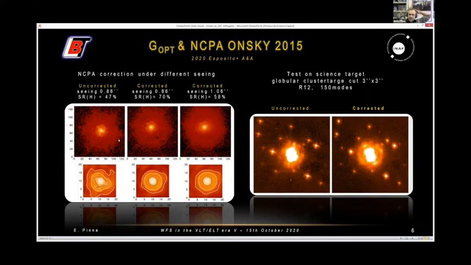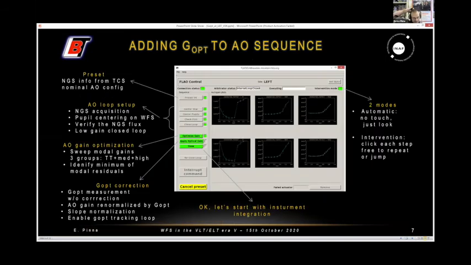Then finally, we were using this for science operation. Here you see one case where we have a zoom on a globular cluster, in 3x3 arcseconds, where you see the uncorrected and corrected PSF on a faint star, with an R12 star as guide star and correcting 150 modes. So we had the proof in 2015 of the working strategy. The strategy and our implementation were providing the correction we were looking for, and so we decided to implement it in the sequence of operations that are done when the scientific observation is set up.